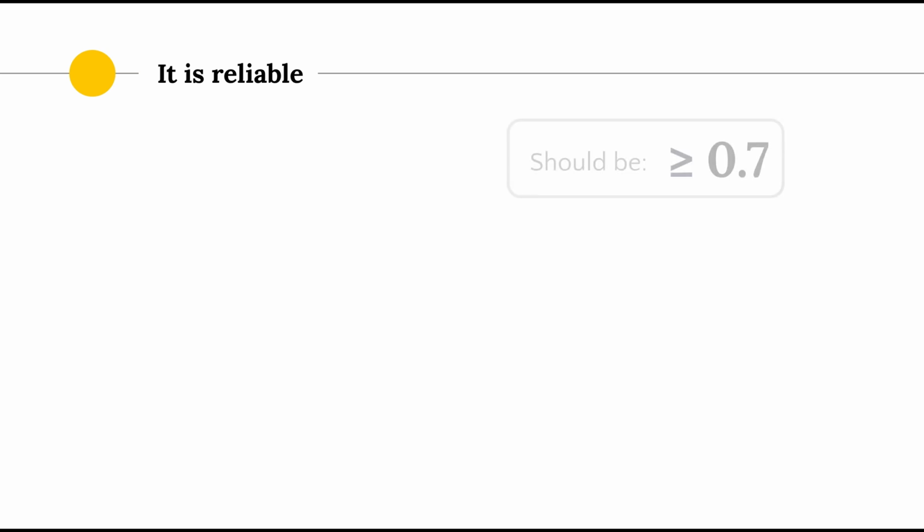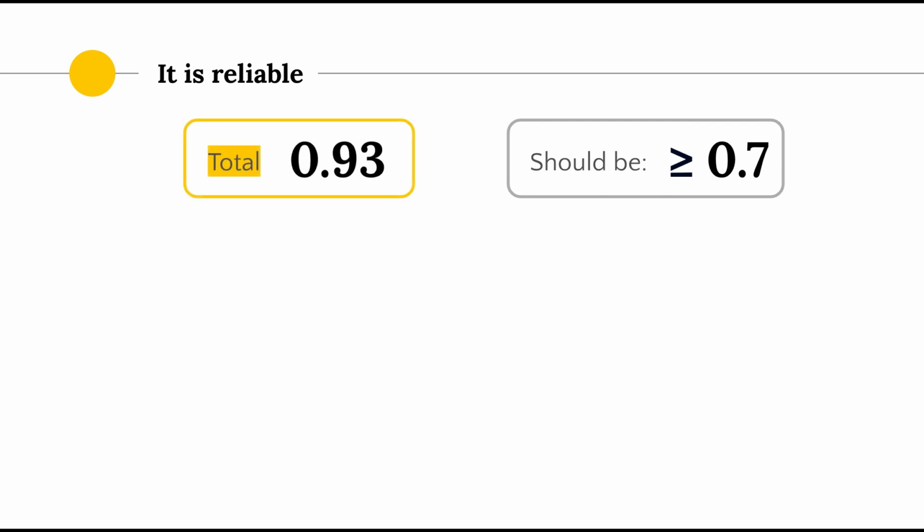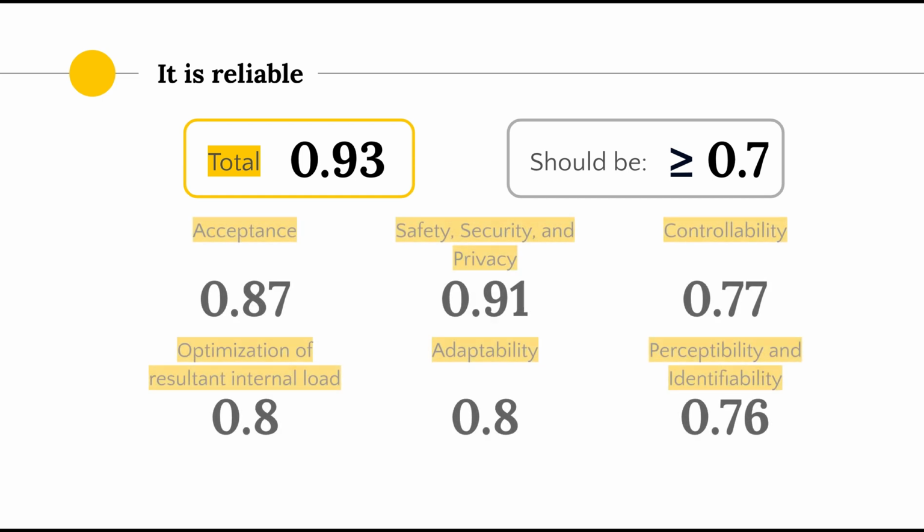For the entire questionnaire, Cronbach's alpha was calculated to be 0.93, and when examined individually for each principle, all figures were higher than 0.7. Notably, the highest value was attributed to safety, security, and privacy with 0.91, while the lowest was associated with perceptibility and identifiability, 0.76.